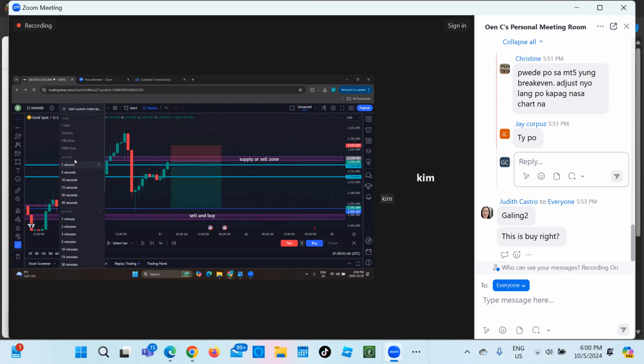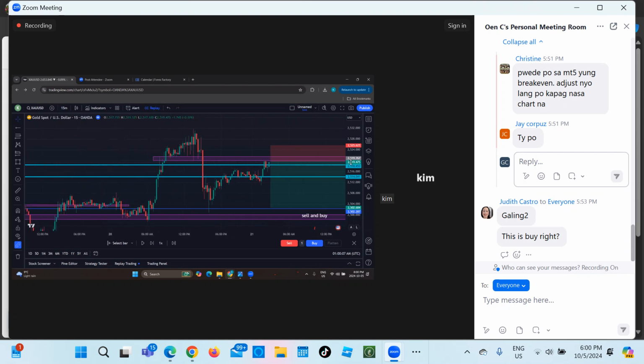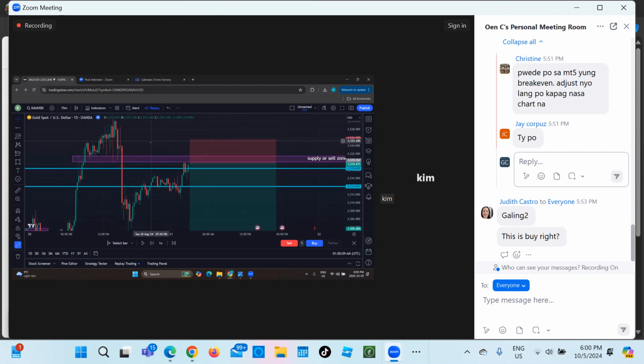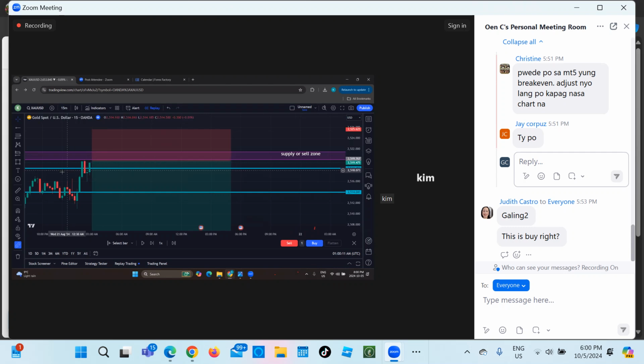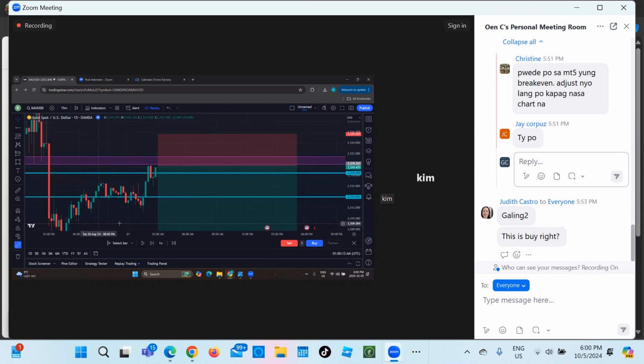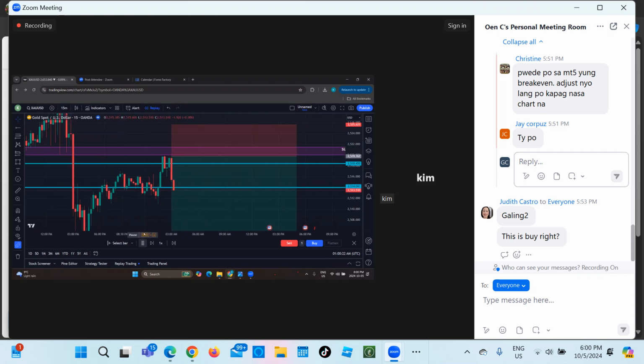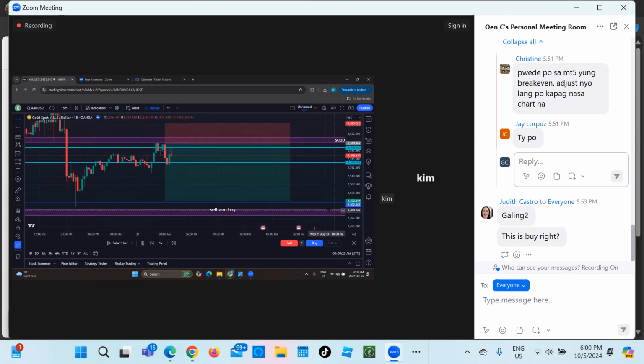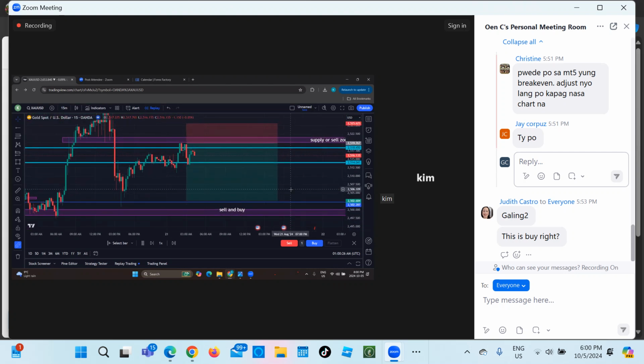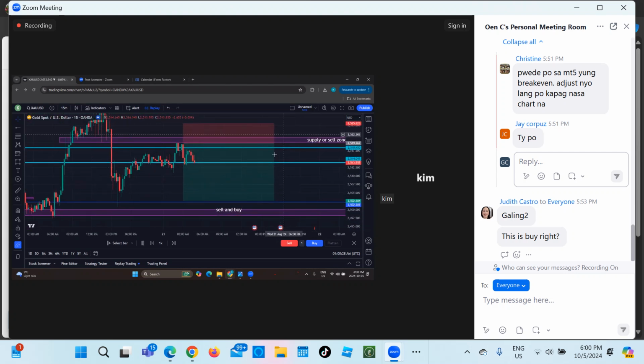Nasa 1 hour, pupunta ngayon tayo sa 15 minutes. Price action comes into play. We wait for that candle to close. Hihina yung candle. It hit our first TP.